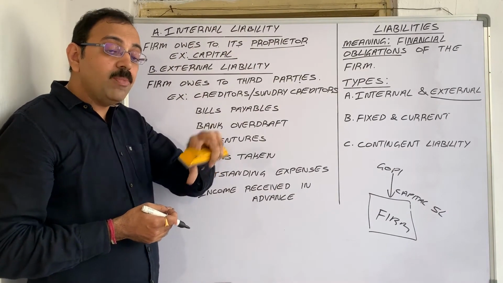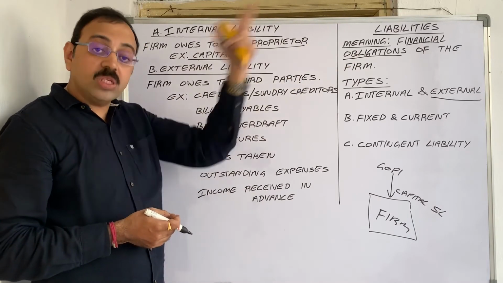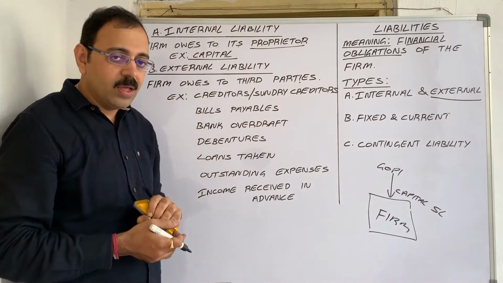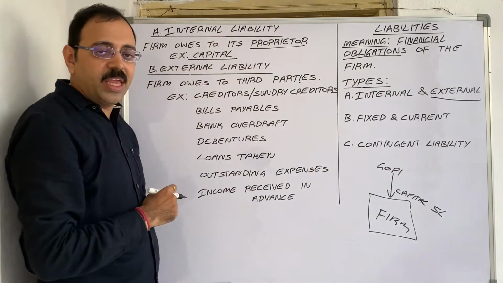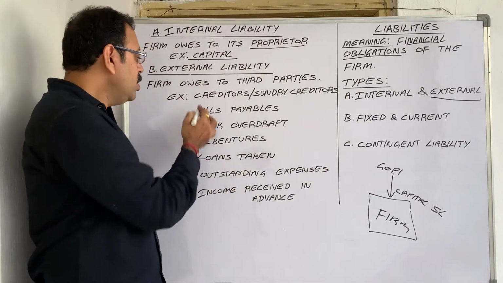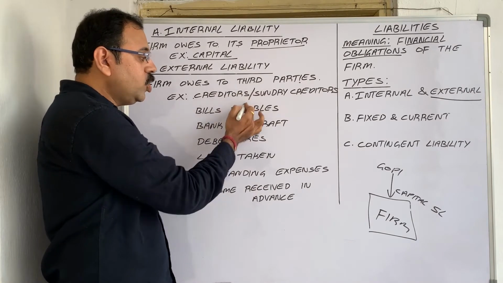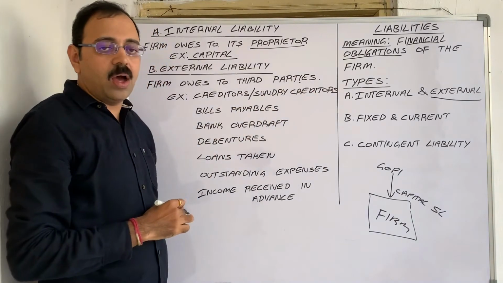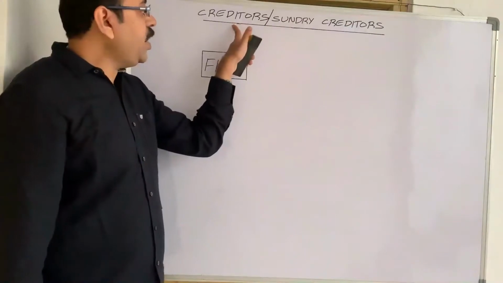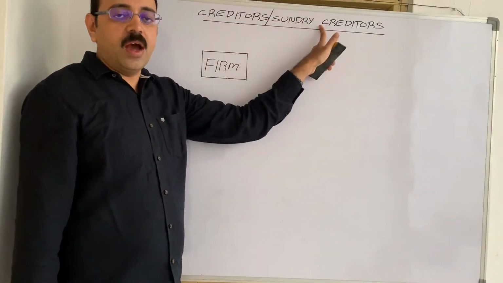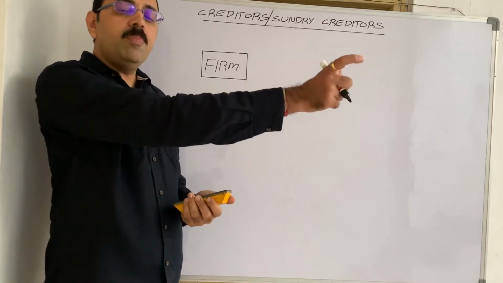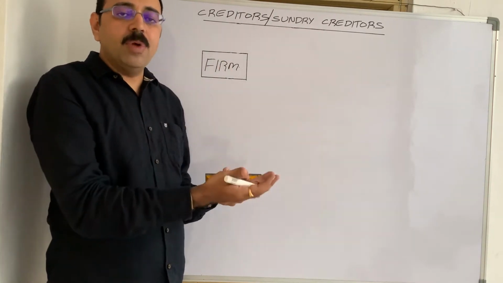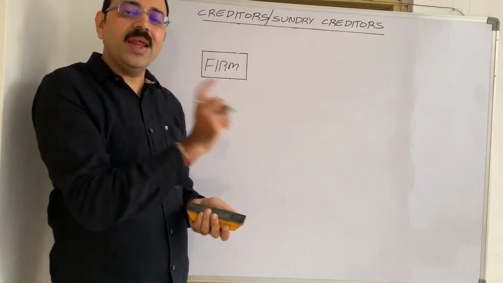If a firm is liable to third parties, outsiders other than the owner, then that liability comes under external liability. Example, creditors, also known as sundry creditors. What do you mean by creditor? Any person to whom the firm is liable is called a creditor.